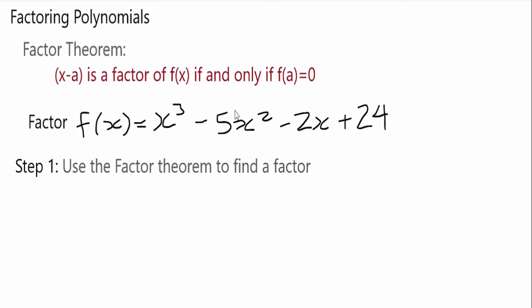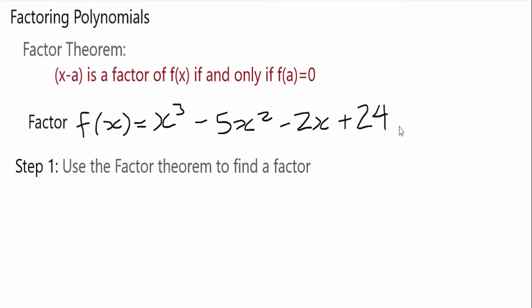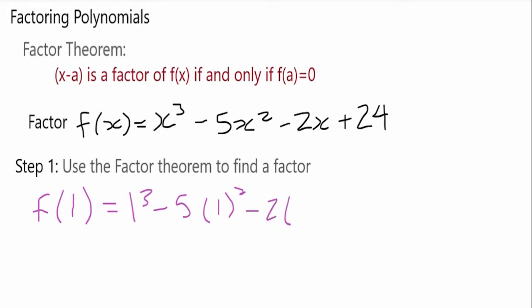When you're using the factor theorem to find a factor, you just want to pick a number. You could pick really any number. Typically, you'll start off with lower numbers like 0, 1, 2, and you want to find a value that will make f of x equal 0 when you plug it into x. So let's say we plug in f at 1. We do 1 cubed minus 5 times 1 squared minus 2 times 1 plus 24. Well, we know for sure that does not give us 0.